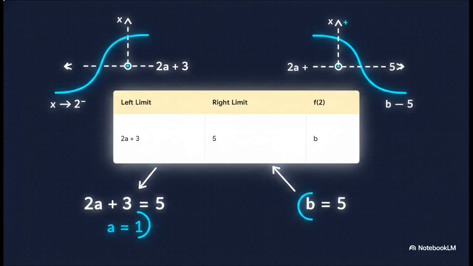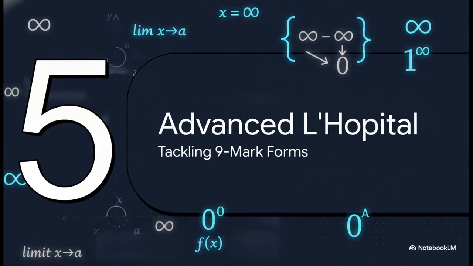Next up, let's look at continuity. For a piecewise function to actually be continuous, the left-hand limit must equal the right-hand limit, which must also equal the function's actual value at that specific point. Evaluating our limits here gives us 2a plus 3 on the left and 5 on the right. By equating these, 2a plus 3 equals 5, we instantly solve for a equals 1. And since f of 2 equals the right limit, b simply equals 5. Easy. Finally, Module 5, Advanced L'Hopital's Rule questions.